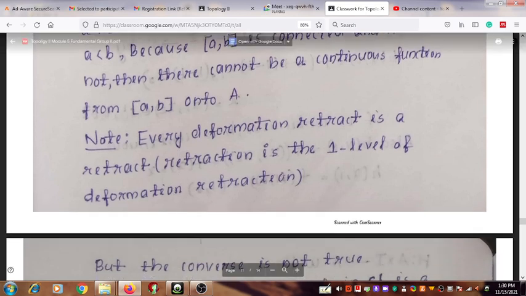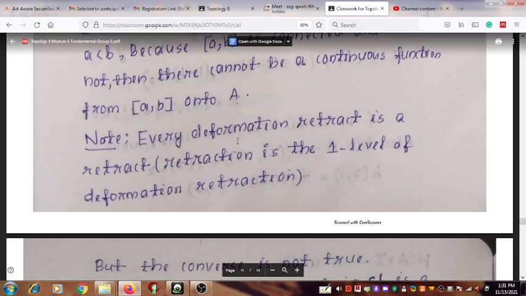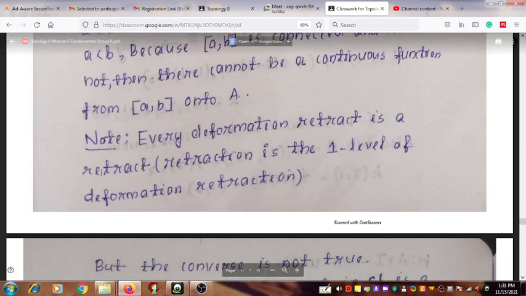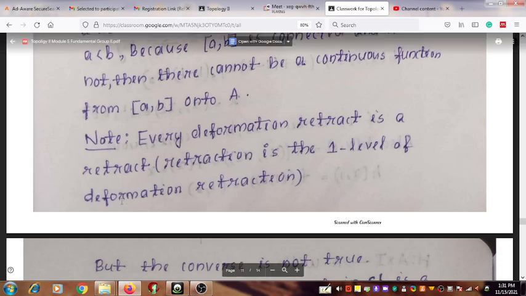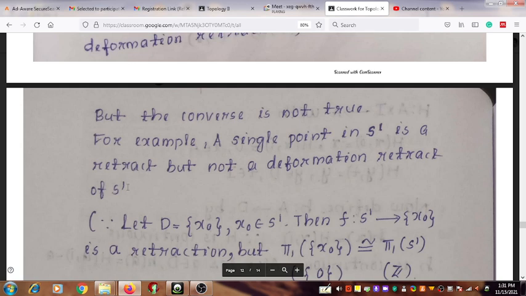Every deformation retract is a retract. So there is a connection between deformation retraction and retract. Retraction is the one level of the deformation retraction. But the converse is not true.